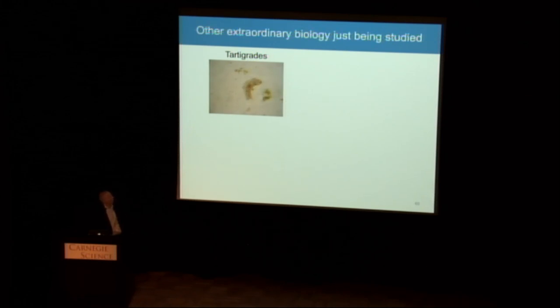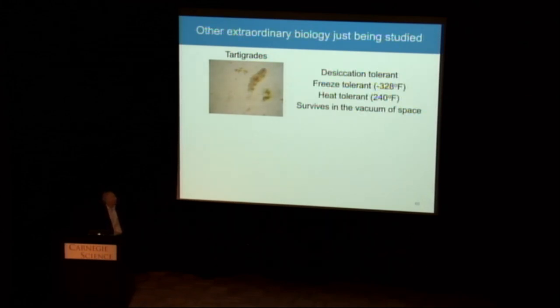They're like yeast, they're desiccation tolerant. They can also freeze to minus 328 degrees Fahrenheit. They can be heat tolerant to 240 degrees Fahrenheit. And they've actually been sent up in the vacuum of space and come back alive and produce fertile young babies.